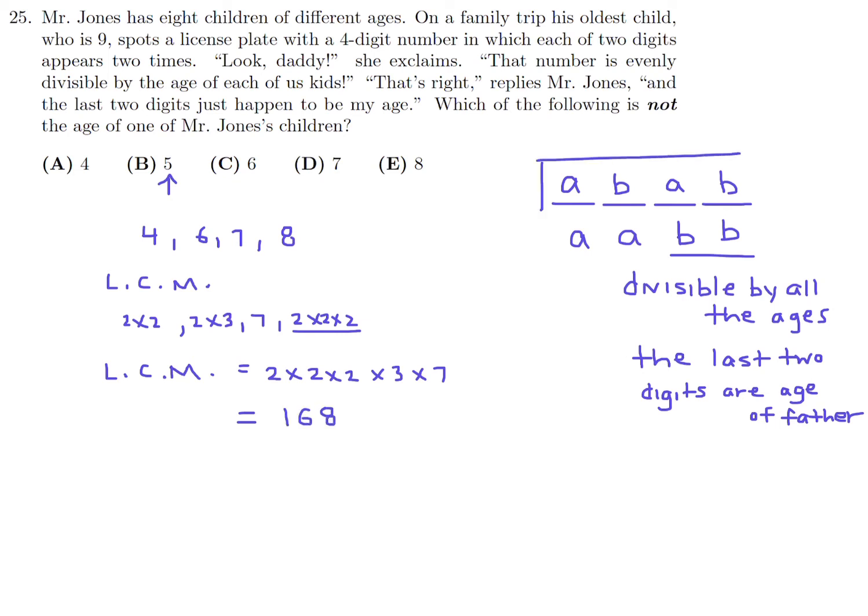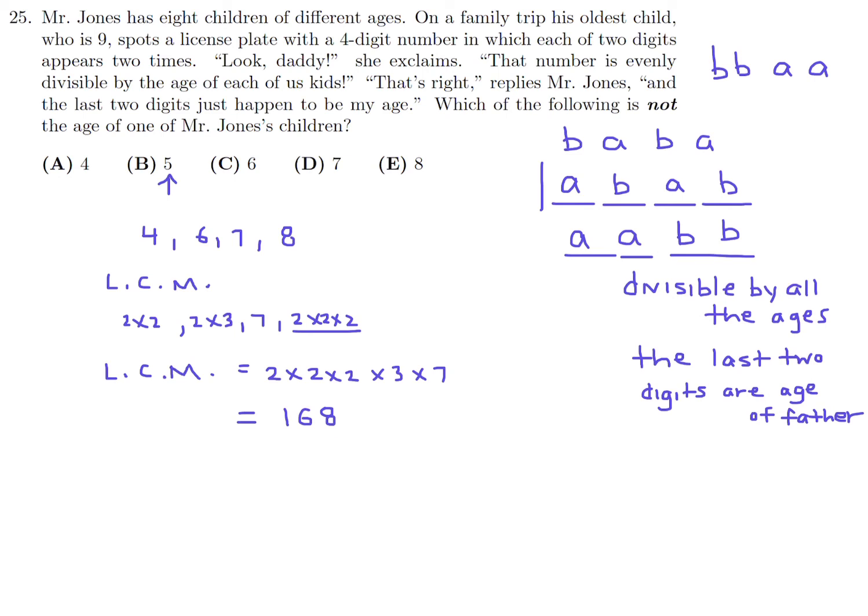Now my number has to be some multiple of 168. Okay? And when I do that, the last 2 digits will represent the age of the father. And also, the number has to only have 2 digits in it, appearing in some order. It could be like this, or it could be BA, BA, something like that, okay? Or the only other way would be like BBAA. Okay, so we have to, in a very painstaking way, figure out this number here.